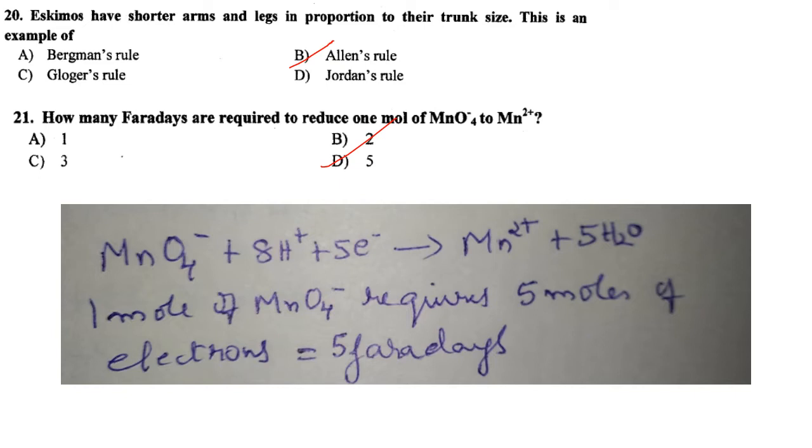How many Faradays are required to reduce 1 mole of MnO4 minus to Mn2 plus? So MnO4 minus plus 8H plus plus 5 electrons gives Mn2 plus plus 4H2O. So 1 mole of MnO4 minus requires 5 moles of electrons to reduce to Mn2 plus. So number of Faradays will be 5. So answer is option D.